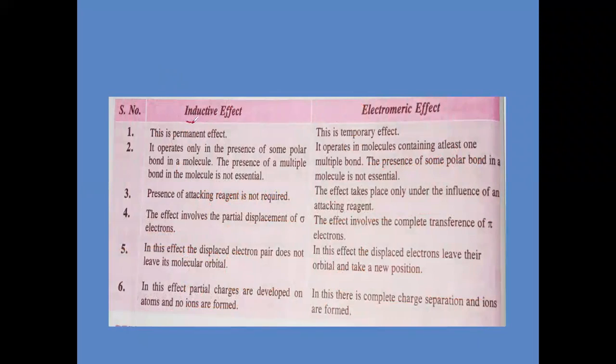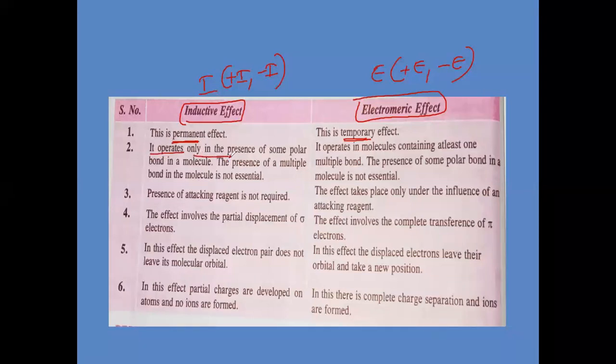Next, the differences between the inductive and electromagnetic effects. Here, the E effect and the I effect: here there will be plus I and minus I, and here also plus E and minus E. Now, which is the permanent effect here? Inductive. And the electromagnetic effect is what? A temporary effect.